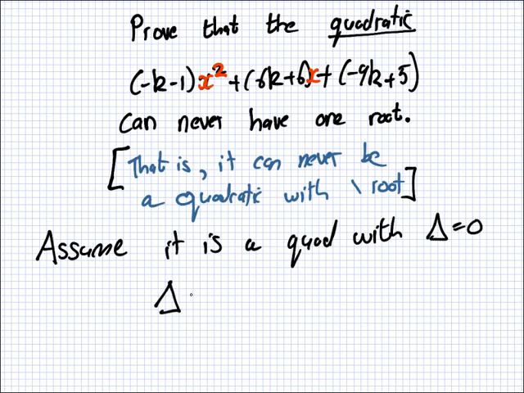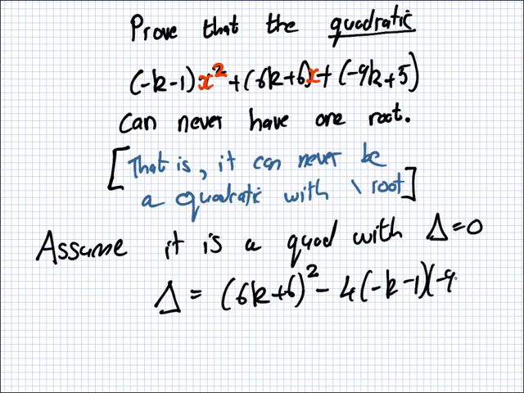So what's the discriminant here? It's (6k + 6) squared minus 4 times k times (k minus 1), equals 0. Is that right? Yeah. B is 6k plus 6.